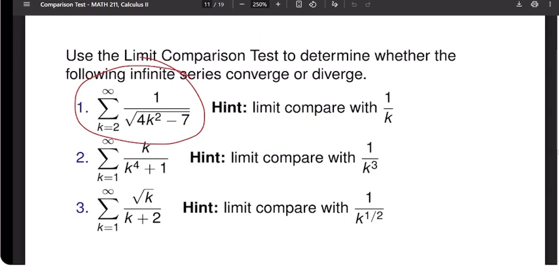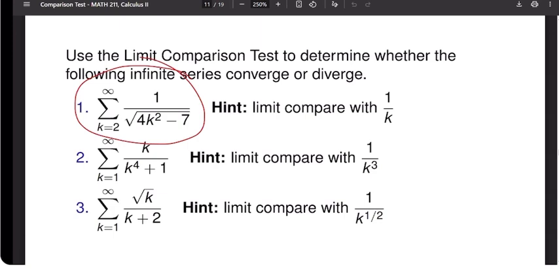When k is large, I need you to pay attention. When k is large, 4k squared minus 7 is going to be the same as 4k squared. Now, what is the square root of k squared? It's k, right? From there, I can choose 1 over k to compare with. Does that make sense?